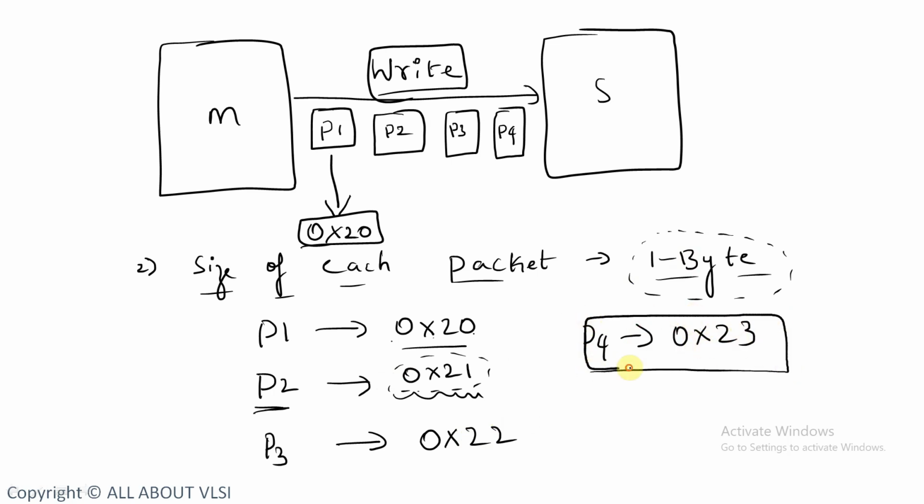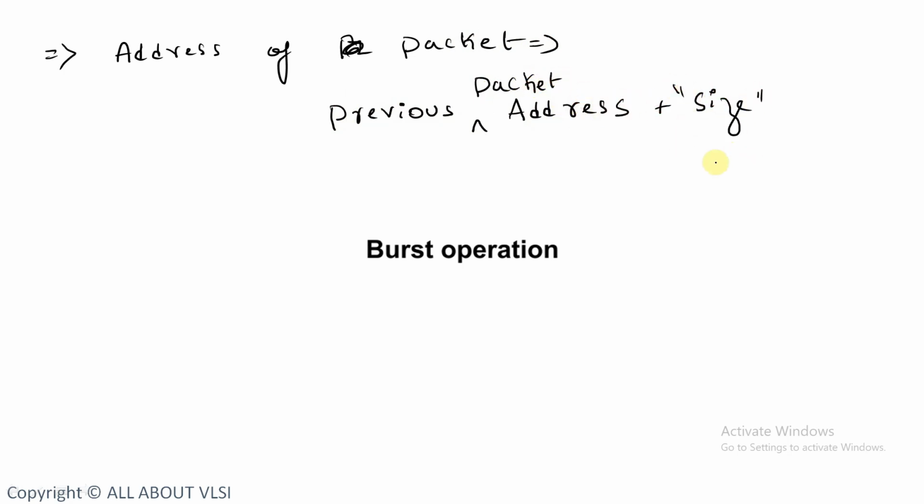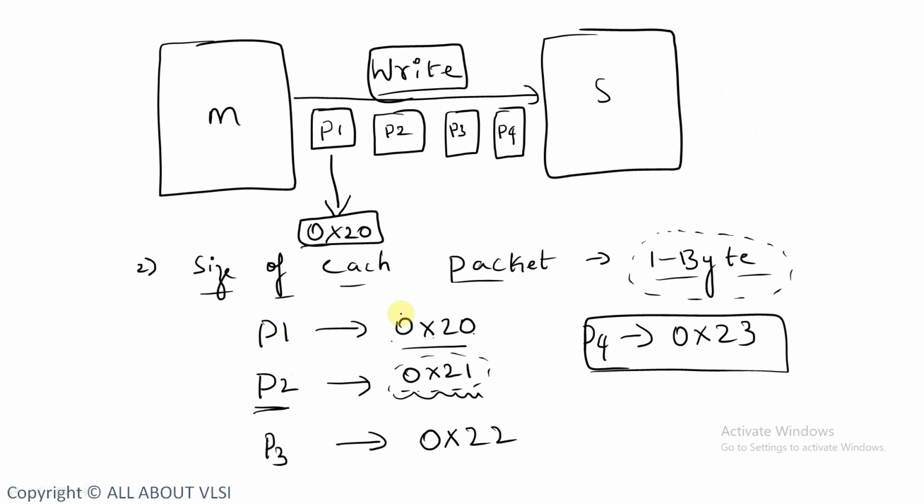So this is how I am going to decide the address of each and every packet. The address of a packet will be decided by the previous address plus the size of the packet. I will write down here, the address of a packet will be decided by the previous address plus the size. So this size plays a key role in finding out the address of the present packet. And this first address 20 is completely independent, or you can say random.